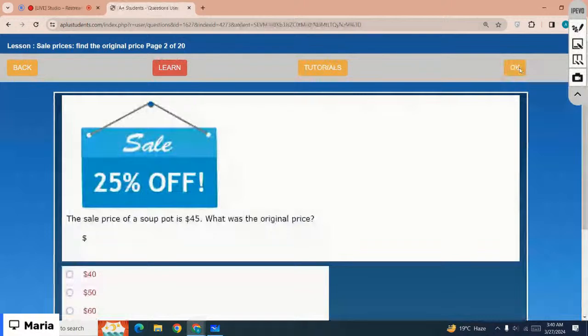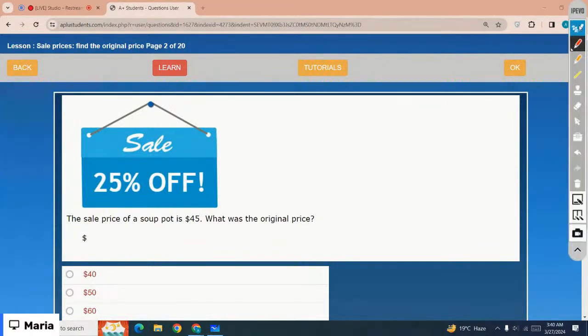The next one is the sale price of a soup pot. Let's just look at this one. The sale price of the soup is $45. You paid the sale price, that is $45, right? You have to calculate the original price. If something is on 25% off, that means you paid 75% of the amount, right?